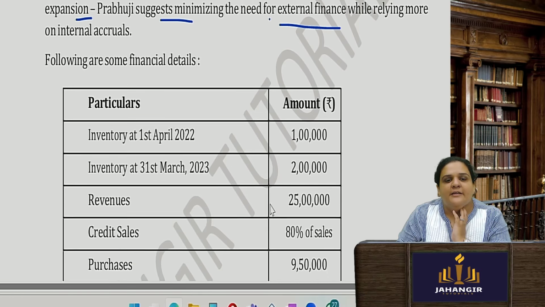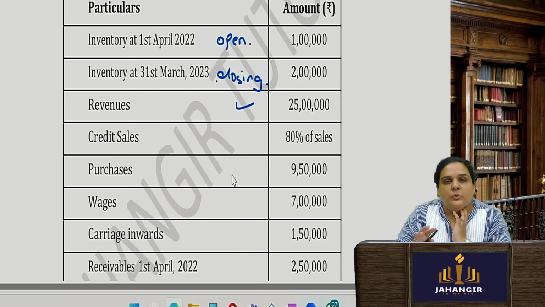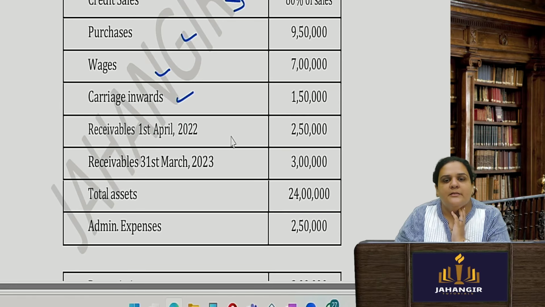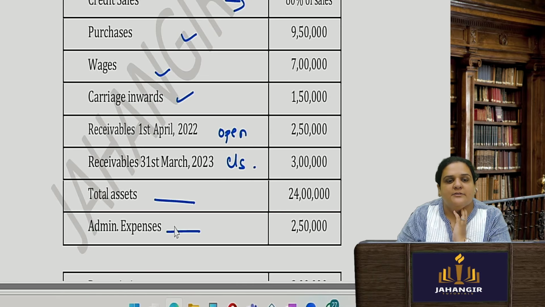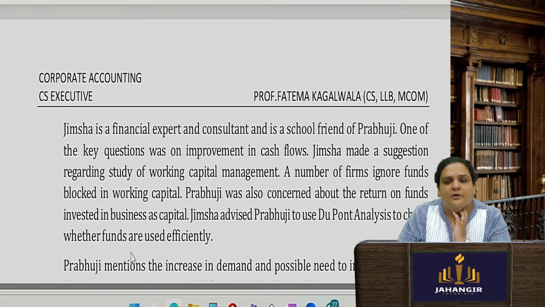Okay. Some financial details. Inventory on 1st April 22 and inventory on 31st March 23. Opening. This is closing. Revenues means sales. So total sales is 25 lakhs, out of which 80% is on credit. Purchases, wages, carriage inwards. Receivables, opening. This is closing. Total assets, administration expenses. We have depreciation, finance charges, interest. Total debt, total equity and tax. Everything is just given to us. What do they want from us?